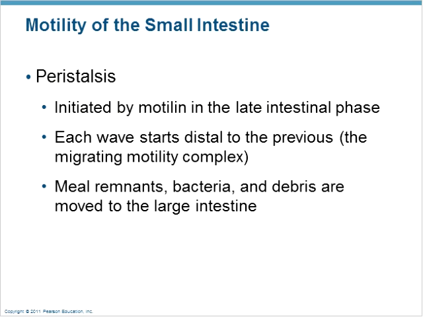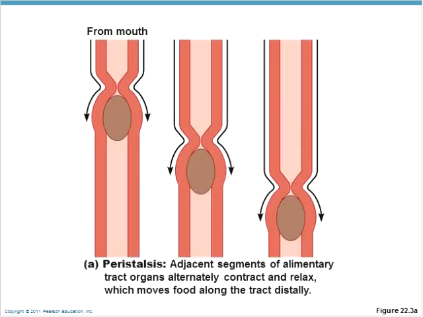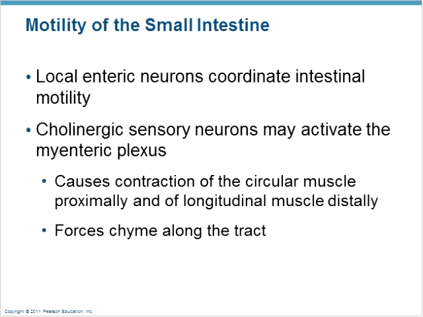Motility of the small intestine, the peristalsis, is initiated by motilin in the late intestinal phase. Each wave starts distal to the previous, the migrating motility complex, and the meal remnants, bacteria, and debris are moved towards the large intestine. There's the peristalsis we talked about. You can move the bolus down.